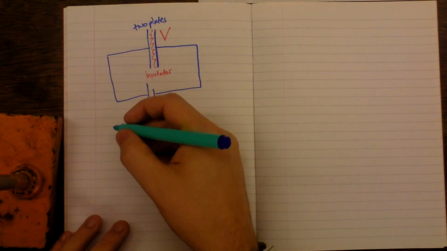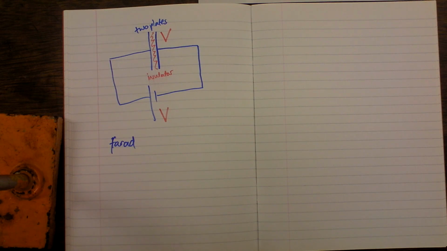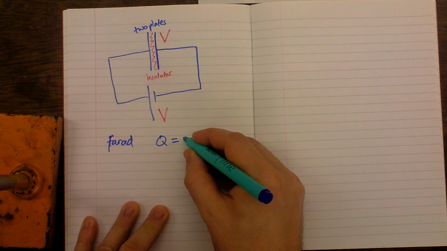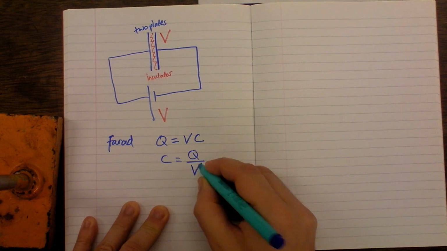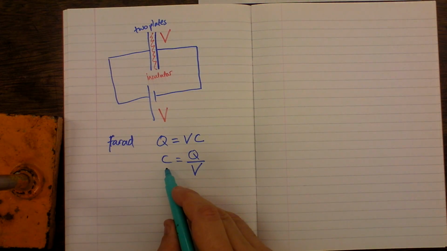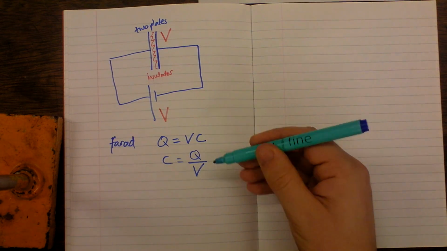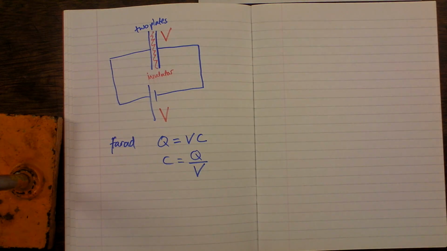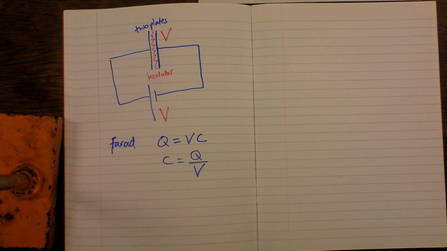Now, we measure capacitance in farads, and 1 farad is defined by an equation which is Q equals VC, or if you prefer, C equals Q over V. And so a 1 farad capacitor is a capacitor that will store 1 coulomb of charge if it has a potential difference across it of 1 volt.